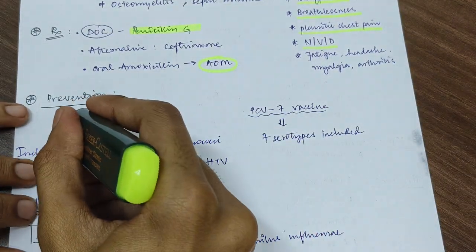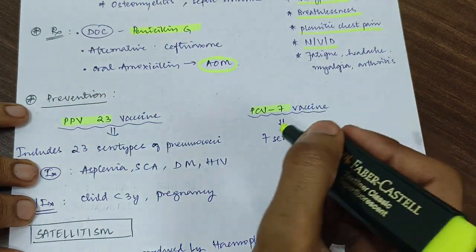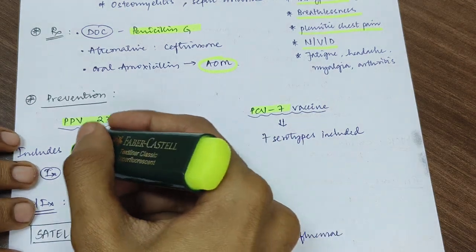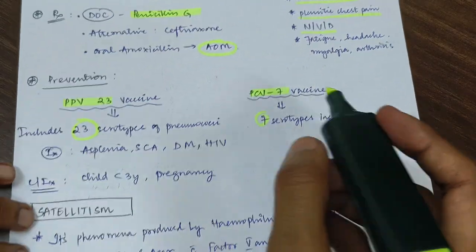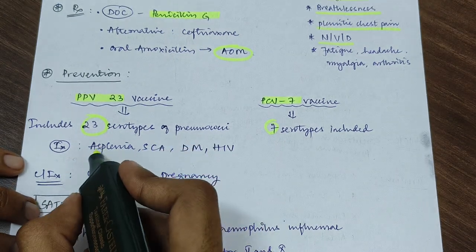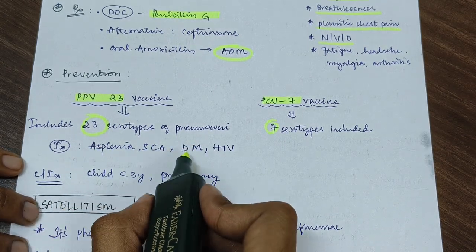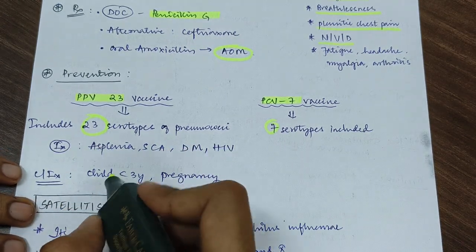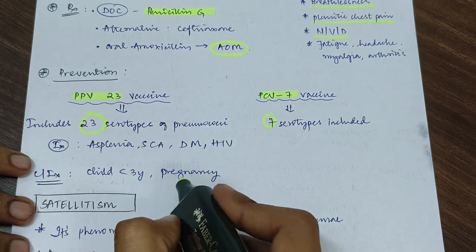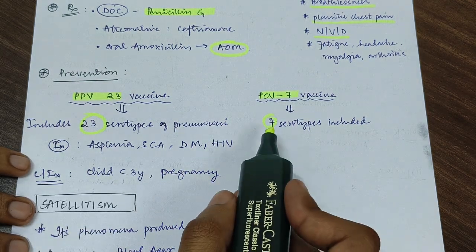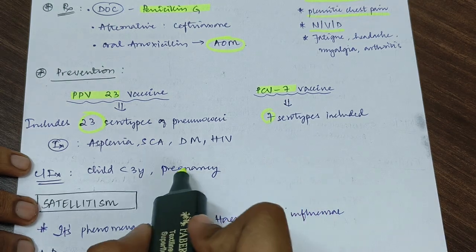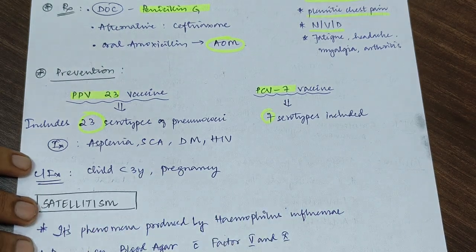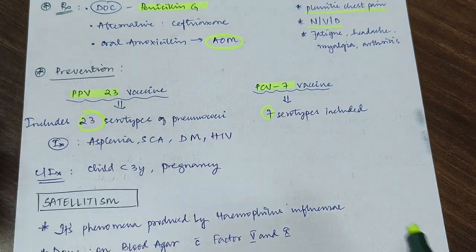Prevention is, there are two vaccines, PPV23 and PCV7. So PPV23 will contain 23 serotypes, whereas PCV7 will contain only 7 serotypes. It is indicated in case of asplenia, sickle cell anemia, diabetes mellitus, and HIV patients, whereas it is contraindicated in case of pregnancy and less than 3 years, whereas PCV7 is indicated here. Pregnancy and child less than 3 years can be given the PCV7 vaccine.